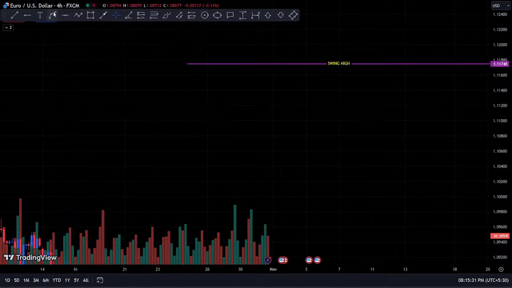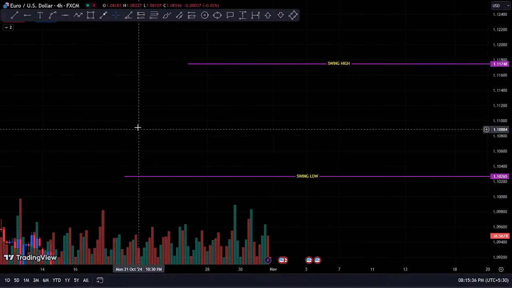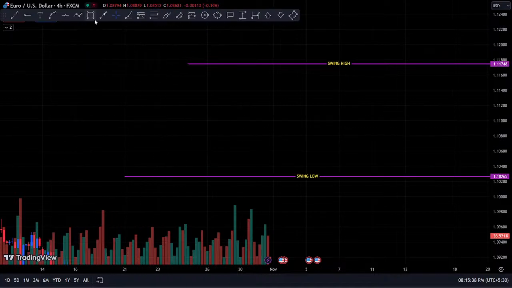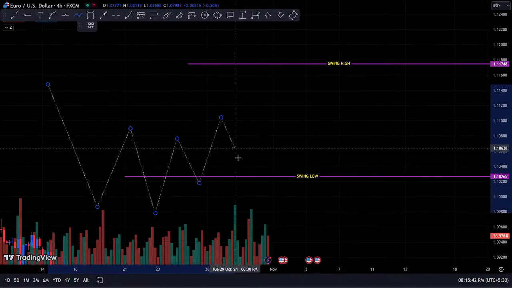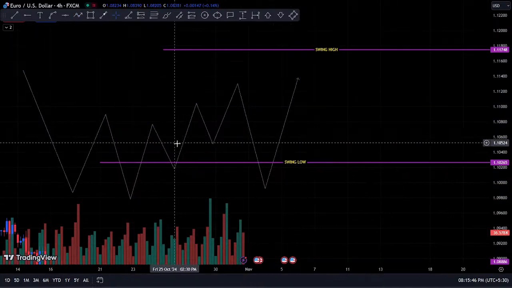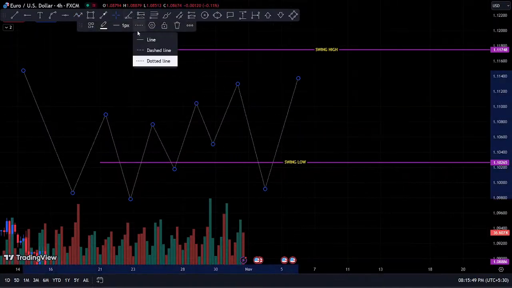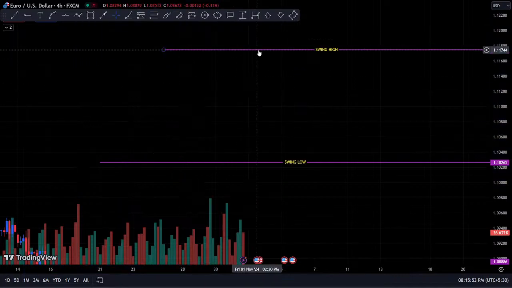According to that strategy, let's say this is a swing high, and this is the swing low. How do we determine this swing low? Let us say this is the chart.